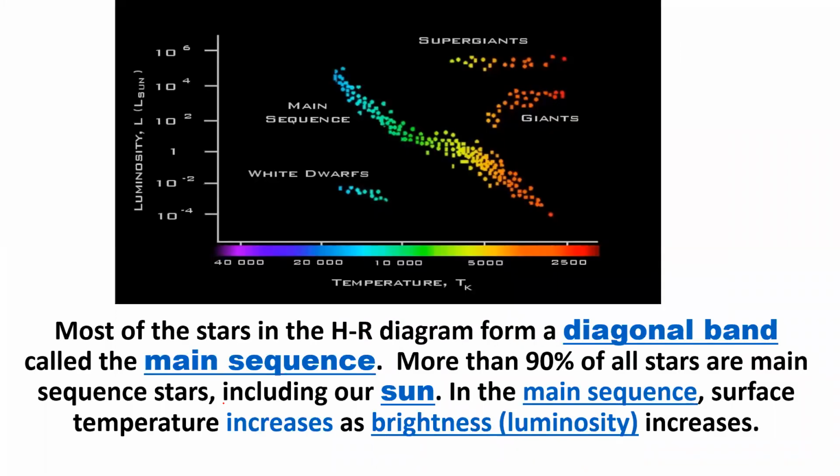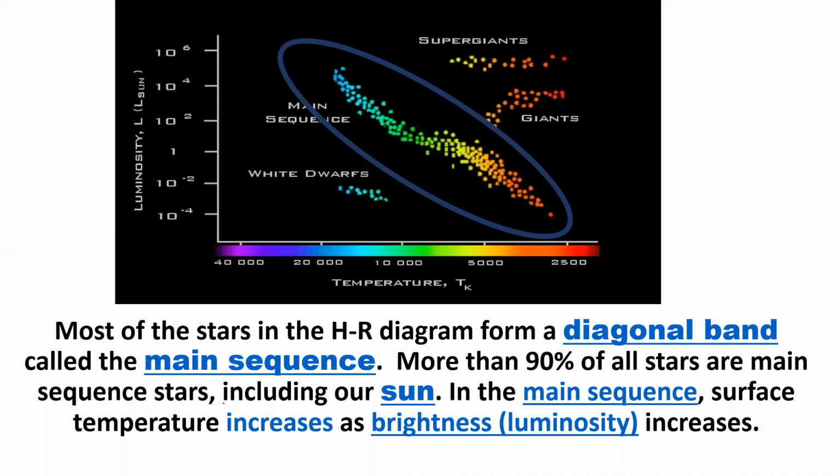Most of the stars on our HR diagram are in the main sequence. Why are they in the main sequence? Because they're barely beginning. So anything after the main sequence is a dying phase. So 90% of our stars are in the main sequence.